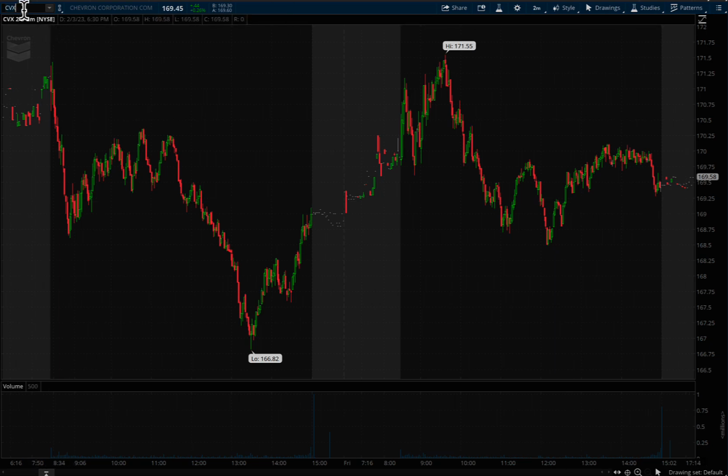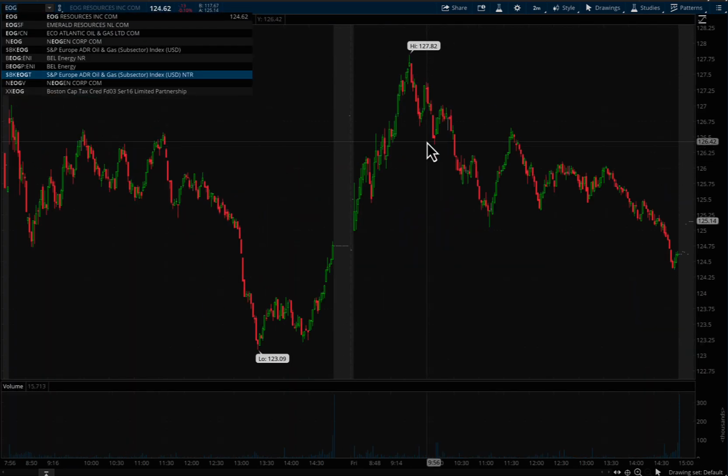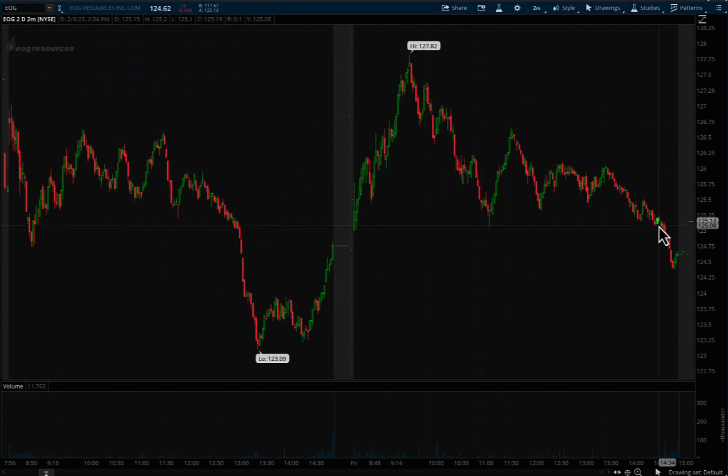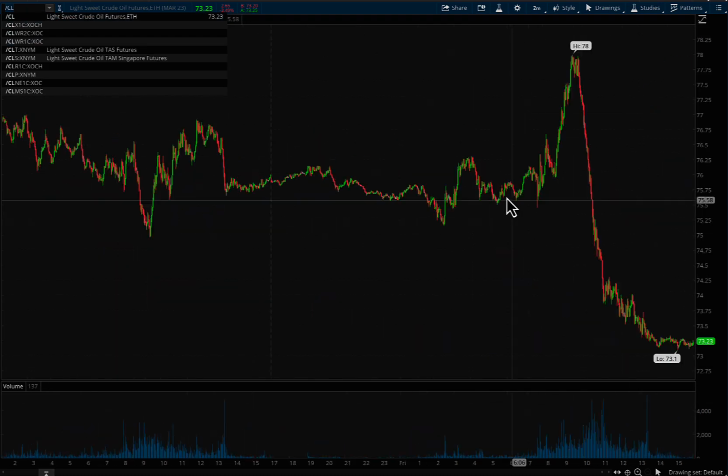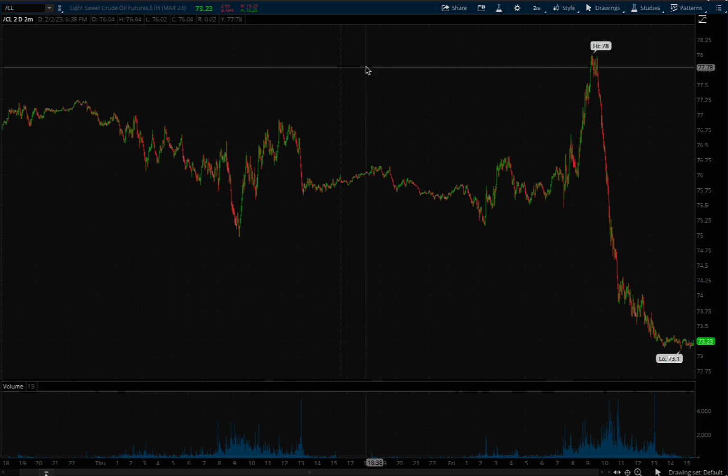So CVX, EOG, okay, that's another oil-related name. And as you can see, nothing. It dropped 13 cents. Oil drops like crazy. Let me go back and compare this chart to this chart of the actual oil price. I mean, look at this. So oil is doing this, oil-related stocks aren't doing anything. So that's your answer to the question, okay?